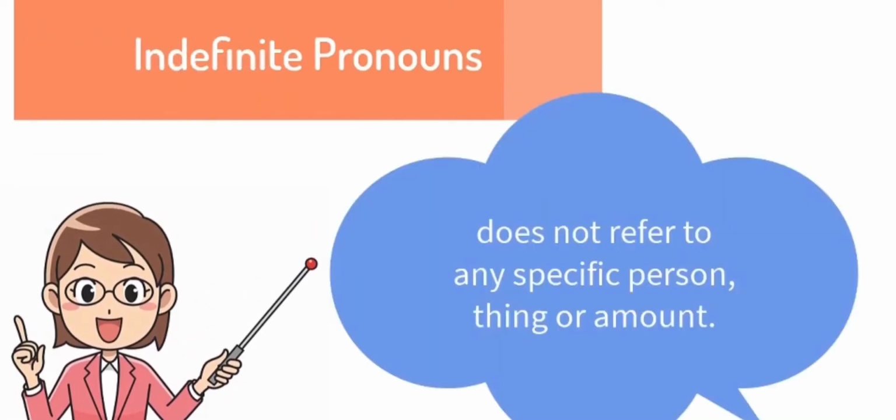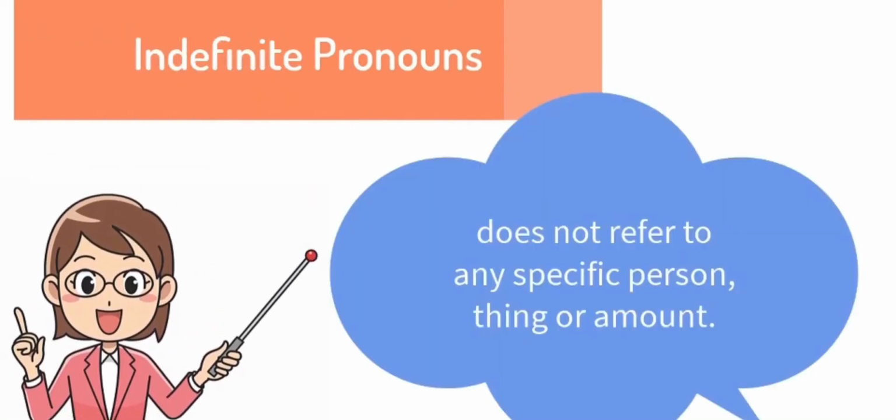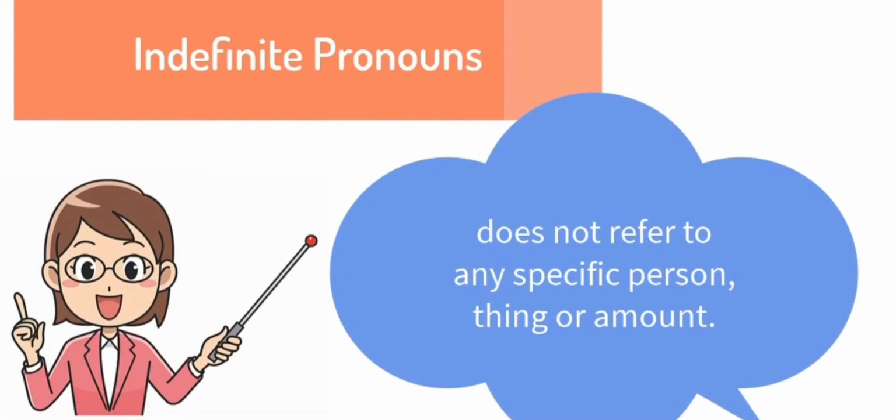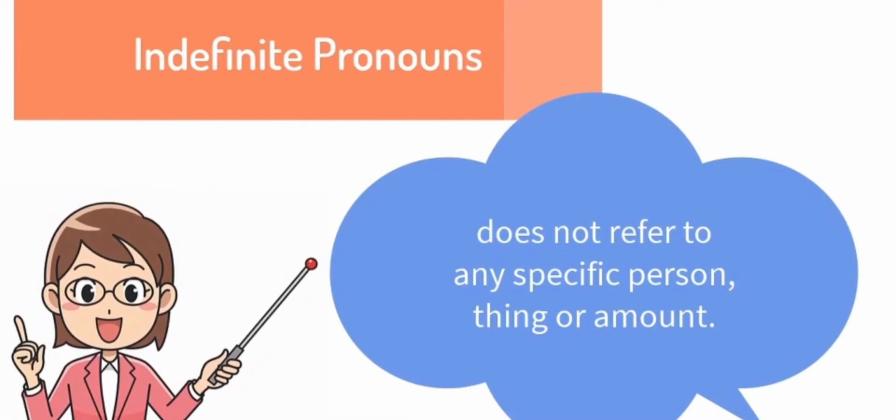So for today, we are going to learn about indefinite pronouns. Do you have any idea what those are? We all know that pronouns are words that we use to replace the noun in the sentence. There are several kinds of pronouns, but today we are just going to talk about indefinite pronouns. Indefinite pronouns do not refer to any specific person, thing, or amount. In simple words, they are not specific about which noun they replace.